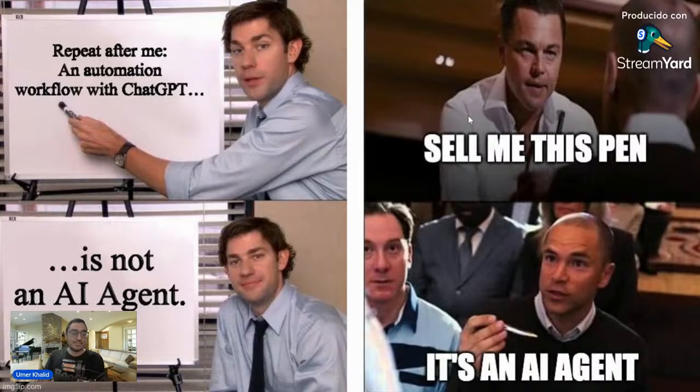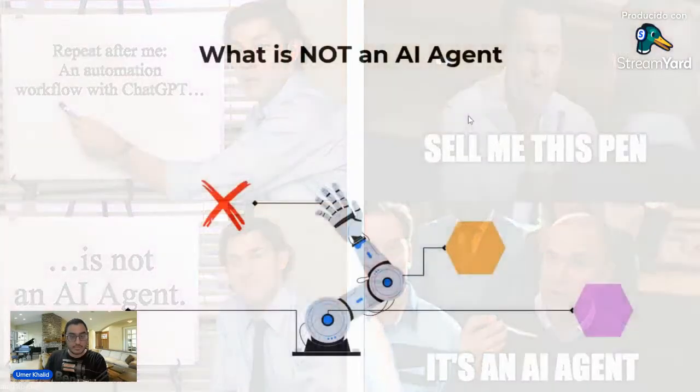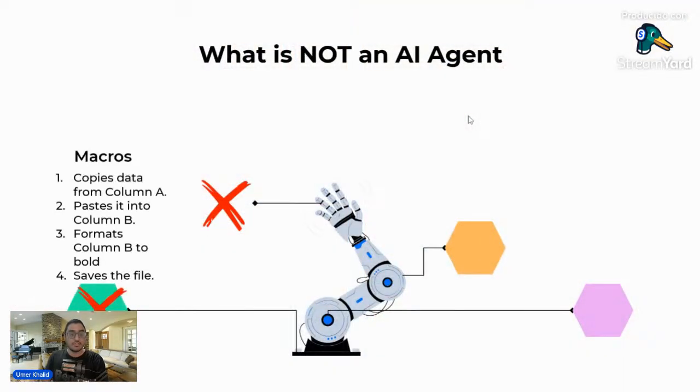So you need to be very, it's funny and all, but really right now there's a lot of confusion around. Okay, what exactly is an AI agent? And so to explain it to you better, I'm going to tell you what is not an AI agent. So first thing that is not an AI agent is macros.